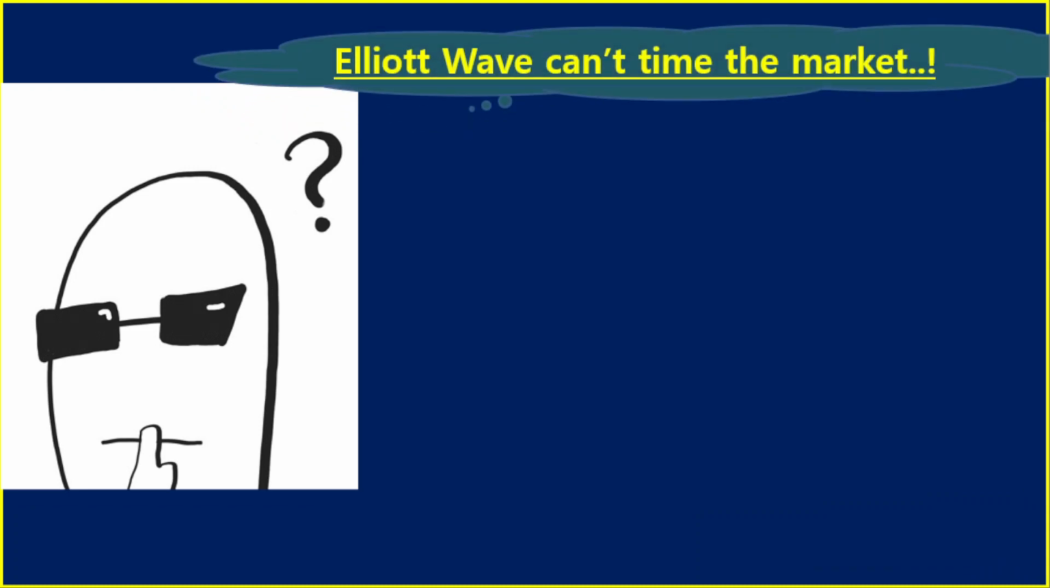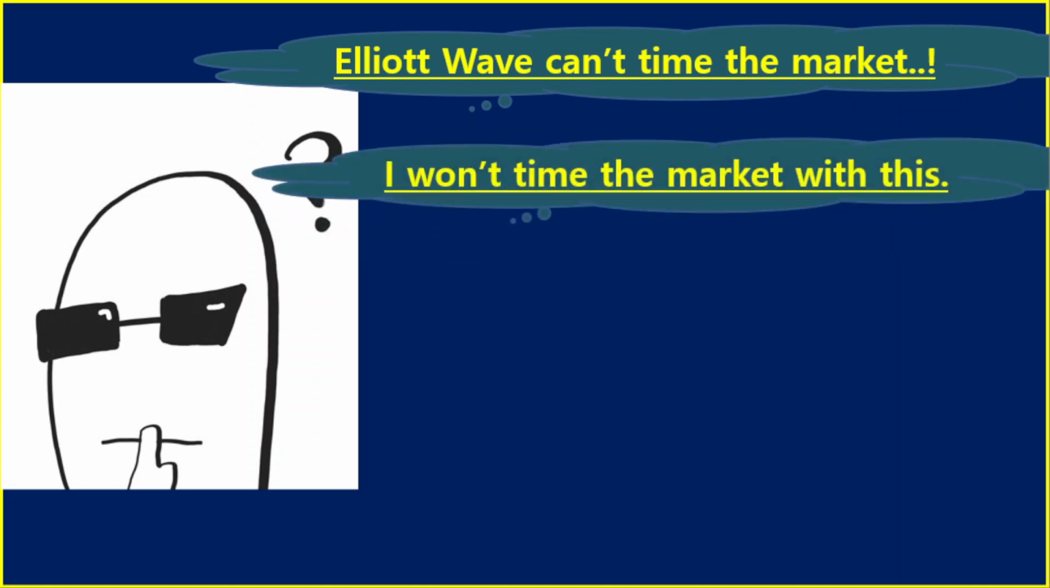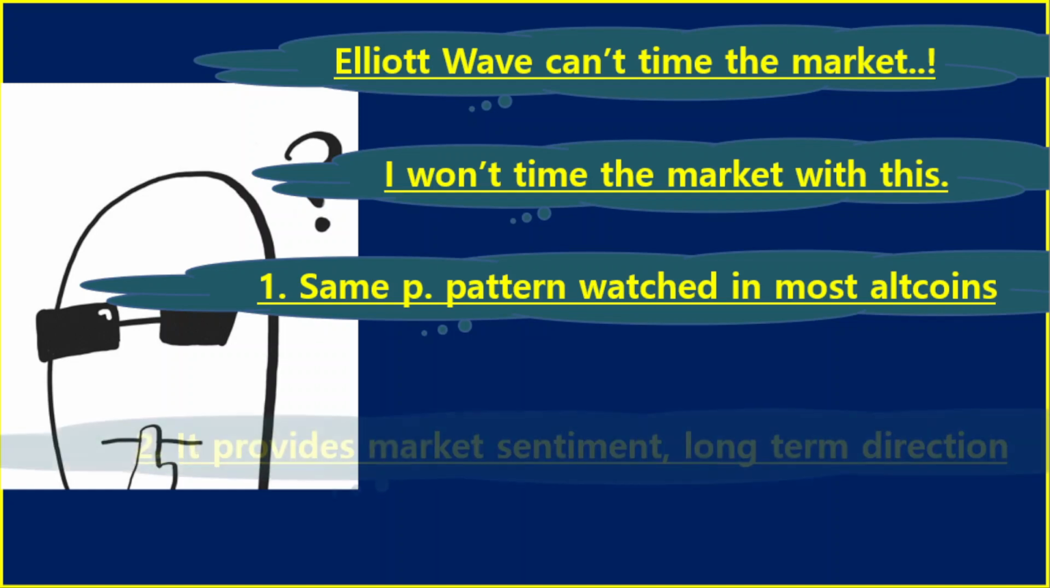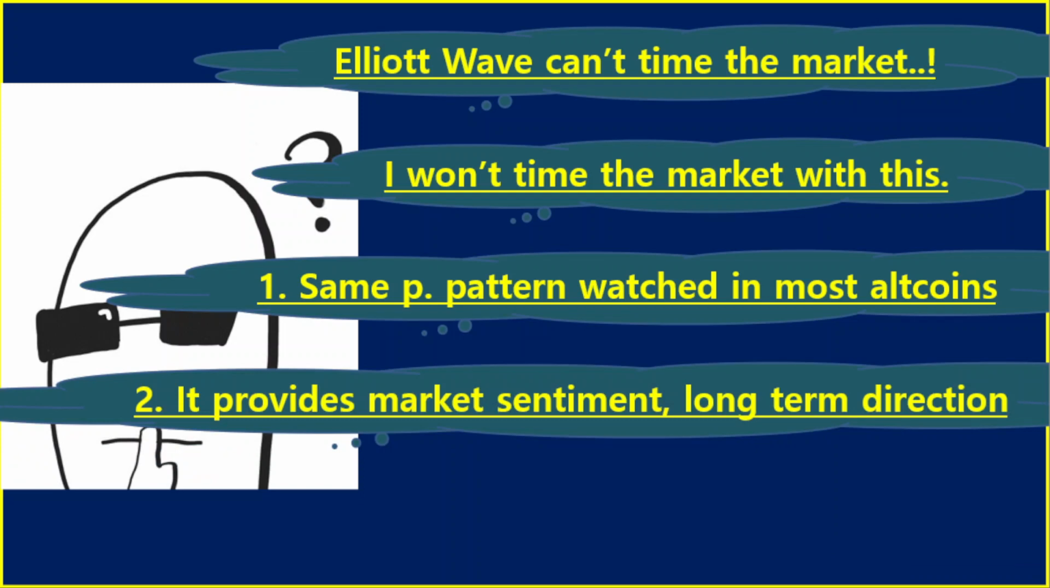I mentioned all the benefits of Elliott Wave Theory, and I mentioned the precise date of the peak and trough of this crypto local cycle. However, Elliott Wave can't time the market exactly. And personally, I will not time the market and trade the market with Elliott Wave alone. The reason why I mention this to you is that the same price pattern is seen in almost every single altcoin out there. Second, Elliott Wave Theory still provides market sentiment and long-term direction, not short-term direction though.